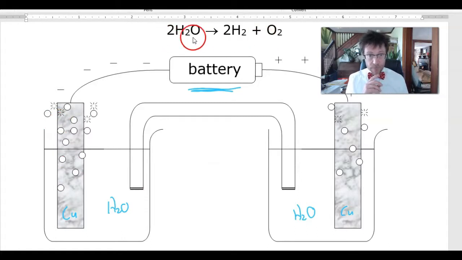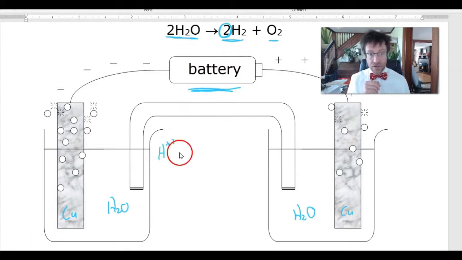First at this equation: 2 water molecules, right? You produce 2 moles of hydrogen and 1 mole of oxygen. So twice as much hydrogen as you do oxygen, right? So to do our half reactions, we've got hydrogen as +1.